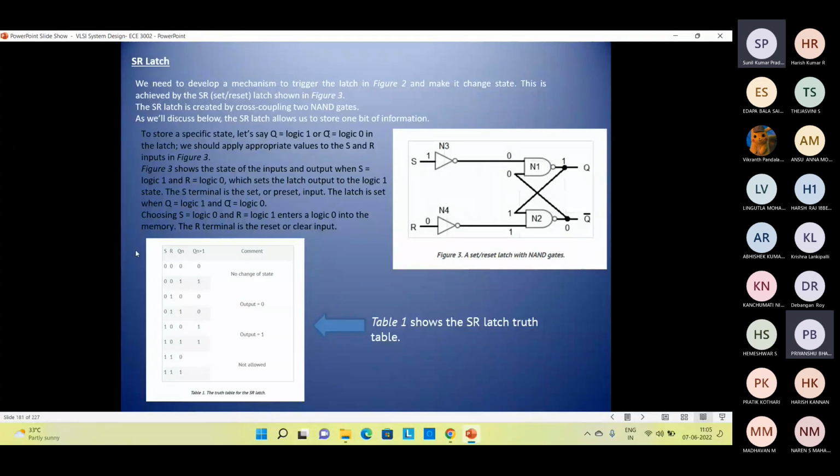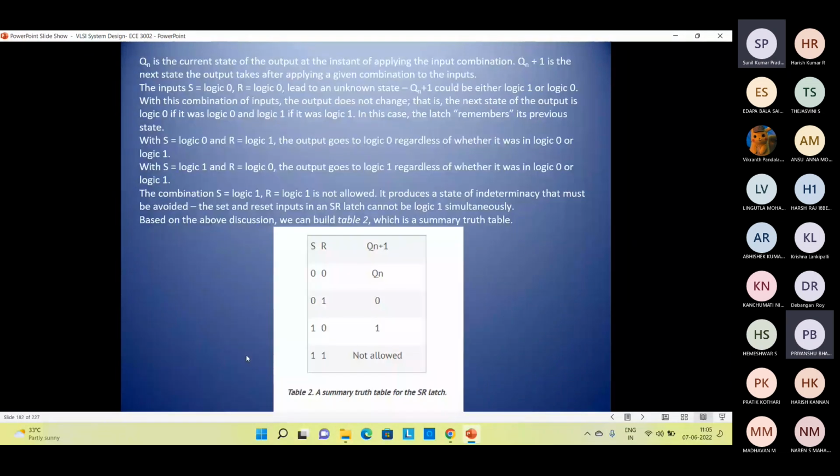And this is the SR latch truth table. This is S, this is R, this is Qn and Qn plus 1, and the comments are considered accordingly. In this case there is no change of state. In this case the output is equal to 0. In this case the output is equal to 1, and in that case it is not allowed. Now Qn is the current state of the output at the instant of applying the input combination, and Qn plus 1 is the next state the output takes after applying a given combination to the input.